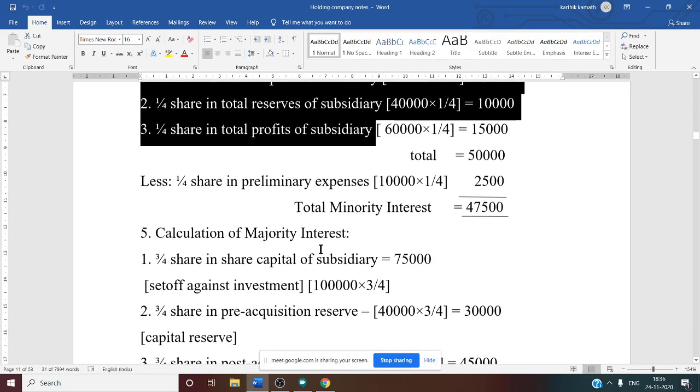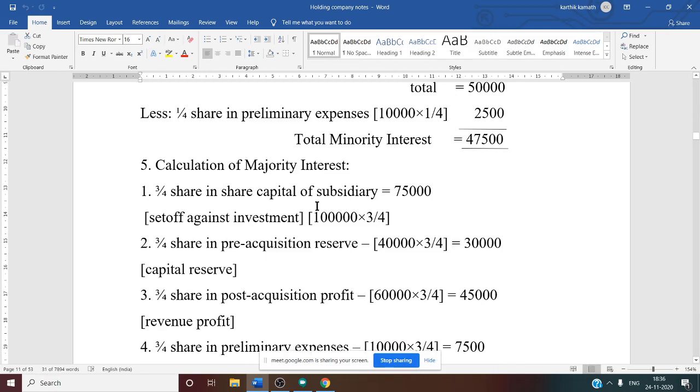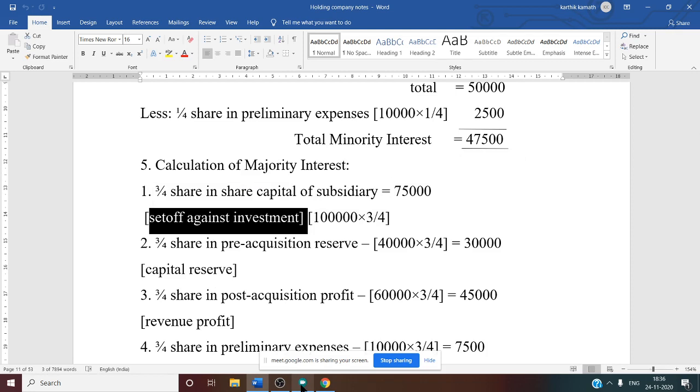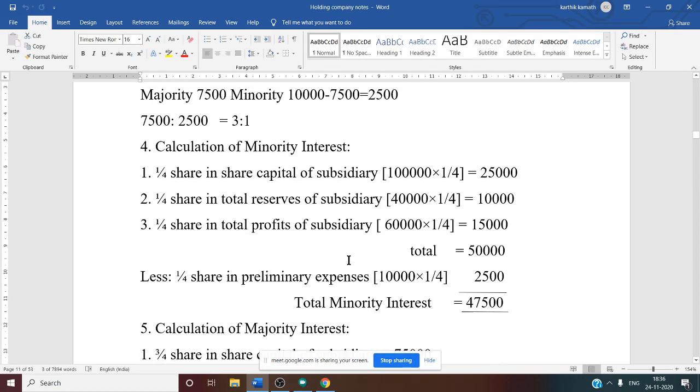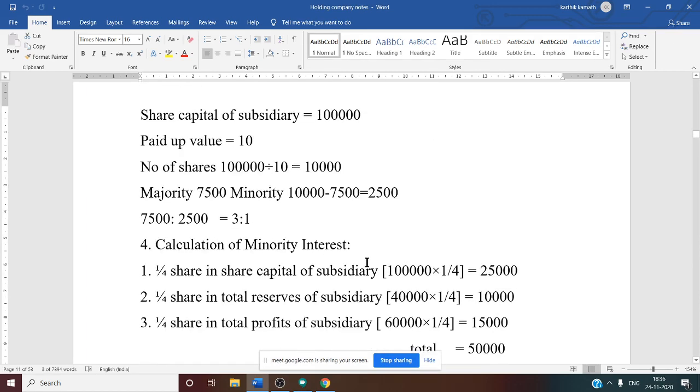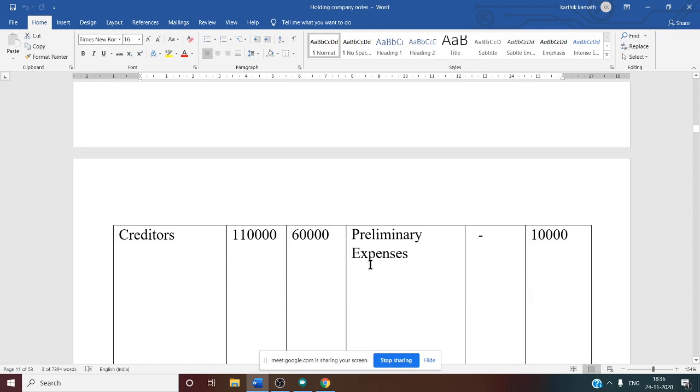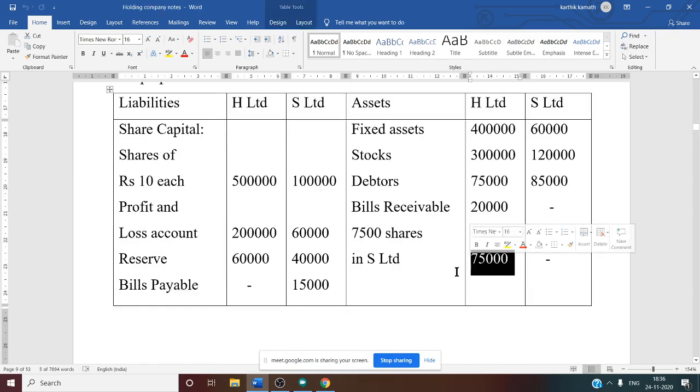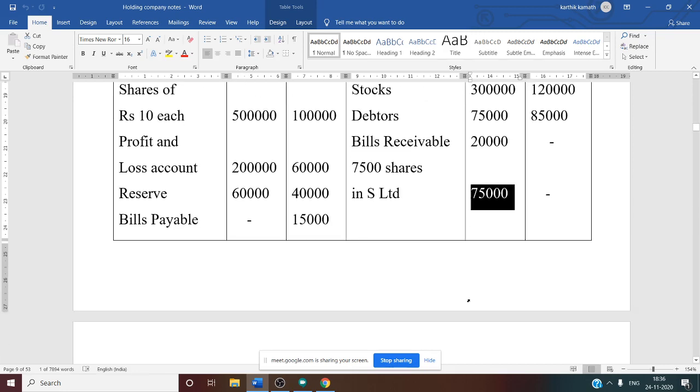So now calculation of majority interest. First one, 3 by 4 share in the share capital of subsidiary means share capital of subsidiary we know is 1 lakh. 1 lakh into 3 by 4, that is 75,000. Now there is one more thing. Why we have written set off against investment? This is very important. Whatever the share capital of subsidiary is there, we have to set off against investment. So what is the investment value? Investment value is given in the question. Just you see the question. 7,500 share in S Limited, 75,000 they say. So 75,000 is our investment.